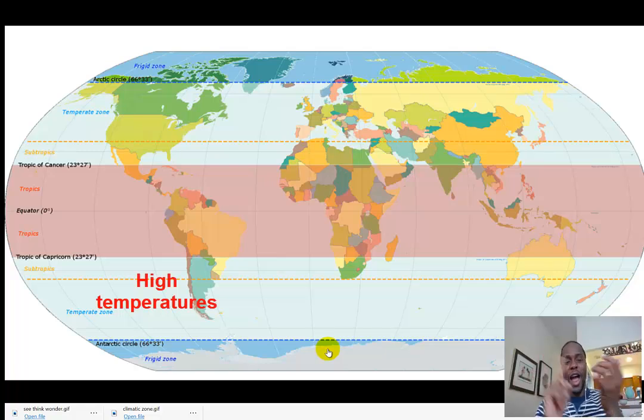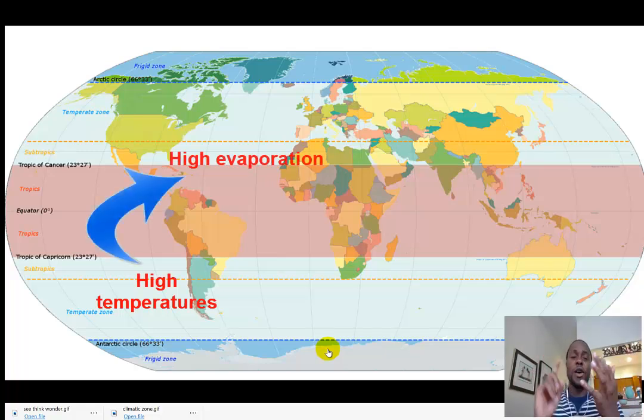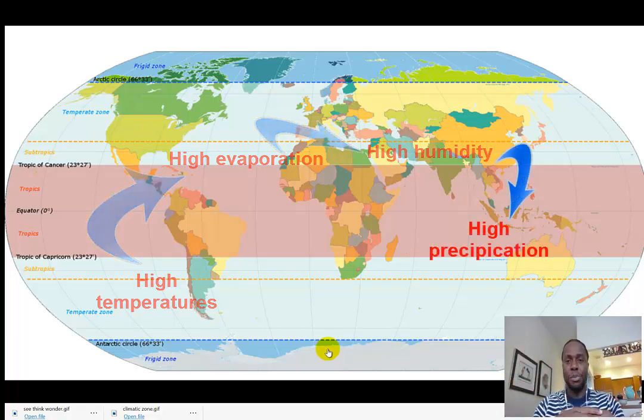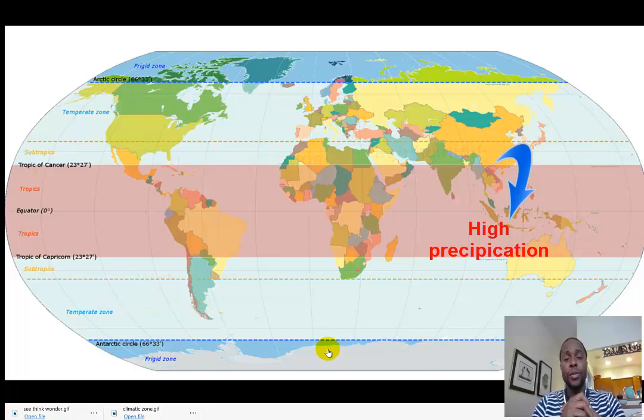So high heat leads to high evaporation. High evaporation means there's high vapor in the air, which means high humidity, and high humidity means high cloud formation and then high precipitation of rain. So these are the characteristics of this tropical equatorial torrid zone.